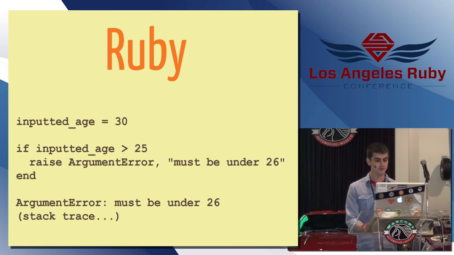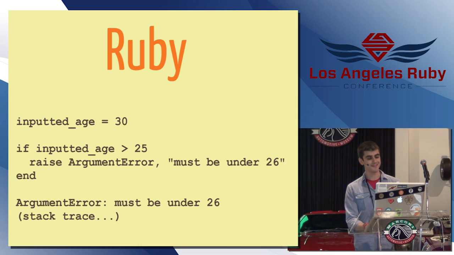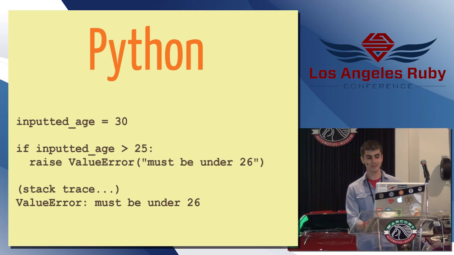Very similar in Python, there's another raise keyword. This looks very similar, so if the input age is over 25, you just say raise value error. The small distinction here is that you're instantiating a value error instance and you're passing in the string must be under 26. That's an optional parameter and that is the error message. Again, you get a stack trace and you get a value error. So aside from the error name coming before the stack trace in Ruby instead of after, this is very, very similar. Some small differences, but the basic control structure here is the same.